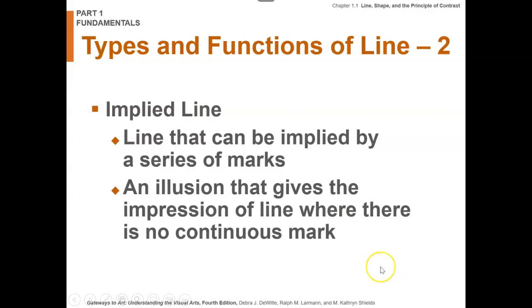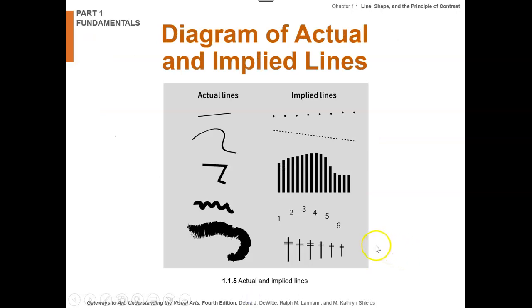Another type of line that we'll talk about is implied line. Implied line is basically a line that's not really there, right? It's implied by a series of marks. So this gives the illusion or the impression that the line is there, but it's not. These would be examples of implied line. This would be an actual line, and this would be an implied line. The dots, if we were to connect them, you could say that it's a line. It's implied, right? The same thing with these dashes here, and also with these.